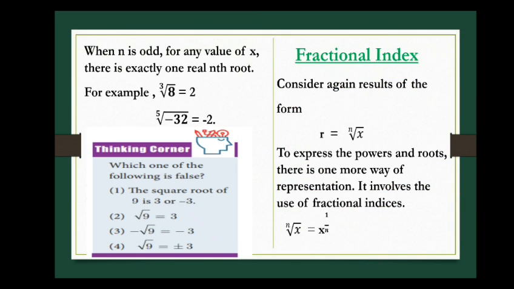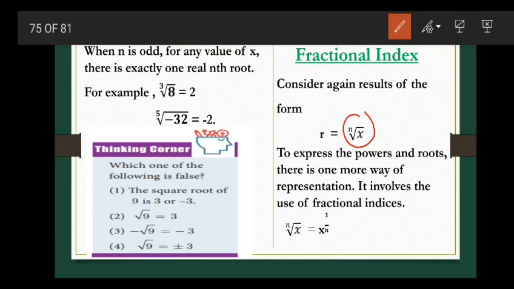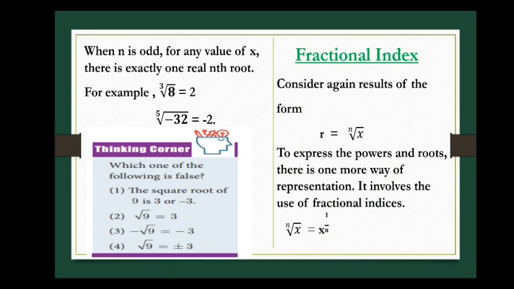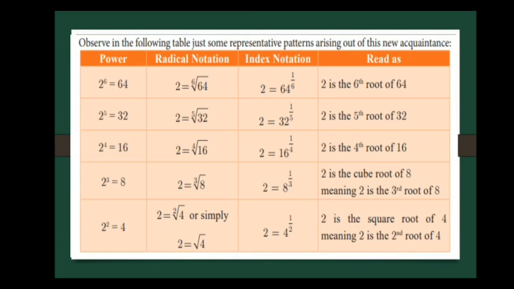So this notation is called fractional index. Here the index we are writing as a fraction, so this is called fractional index notation. If you represent the nth root of a number like this, it is radical notation, and this can also be written in another notation using a fractional index, which is called fractional index notation. Now we will see three different notations of the same number.